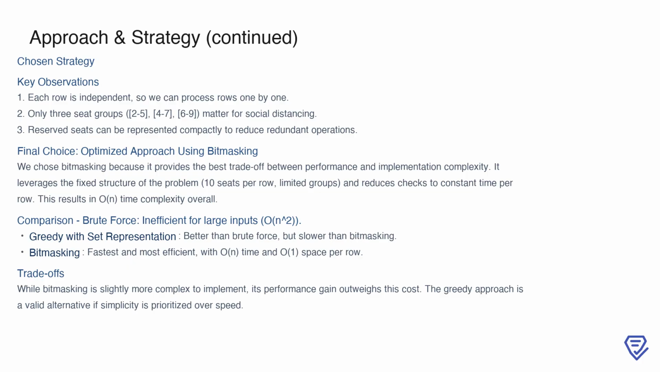While the brute force method is simple, it becomes inefficient for larger inputs due to its O(n²) time complexity. The greedy approach with set representation improves upon this by reducing space usage and time complexity to O(n), but it is still slower than bit masking. In contrast, bit masking achieves O(n) time complexity with O(1) space per row, making it the fastest and most efficient choice overall. Although the implementation is slightly more involved, the performance benefits far outweigh this minor drawback. For scenarios where simplicity is more critical than speed, the greedy approach remains a viable alternative, but for optimal performance, bit masking is the clear winner.